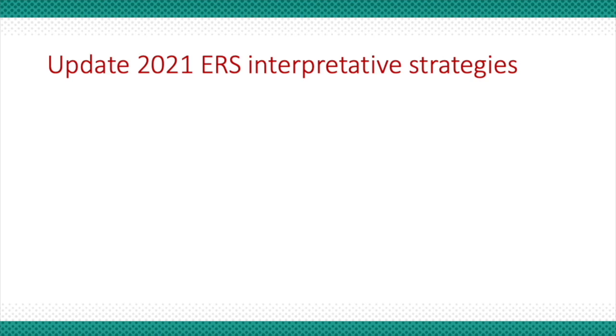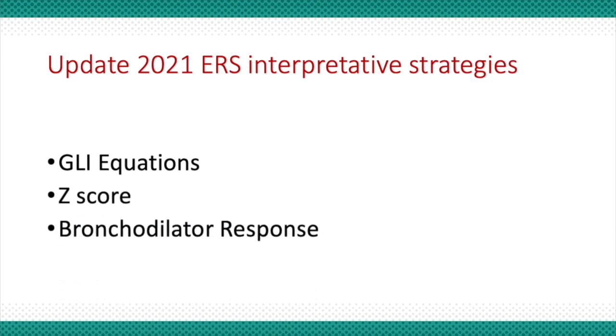Coming to the 2021 ERS interpretative strategies, published in 2022, this also underwent a lot of changes, but majorly three main areas underwent a significant change. One was regarding the reference equations, which were the GLI, or Global Lung Initiative, equations. Two was the Z score, and three, bronchodilator response. Let's see what changes have been done in these three parameters.